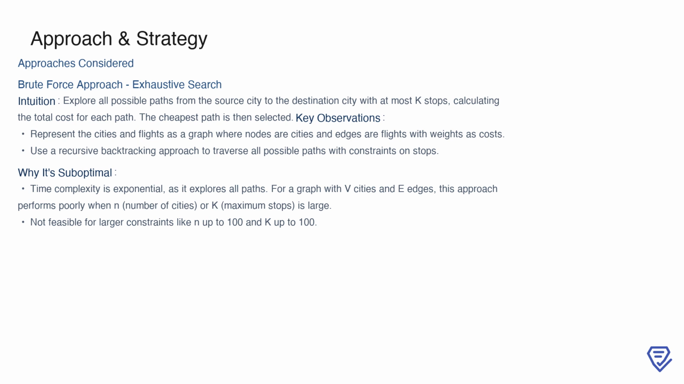With this graph, we can use a recursive backtracking approach to traverse all possible paths, keeping track of the total cost along the way. While this might seem like a straightforward solution, the issue is that the time complexity grows exponentially. For a graph with v cities and e edges, this approach becomes infeasible when the number of cities or the maximum allowed stops is large. For instance, when the number of cities, n, is up to 100 and k can also go up to 100, this method simply doesn't scale well and is too slow for practical use. Therefore, we need a more efficient solution.